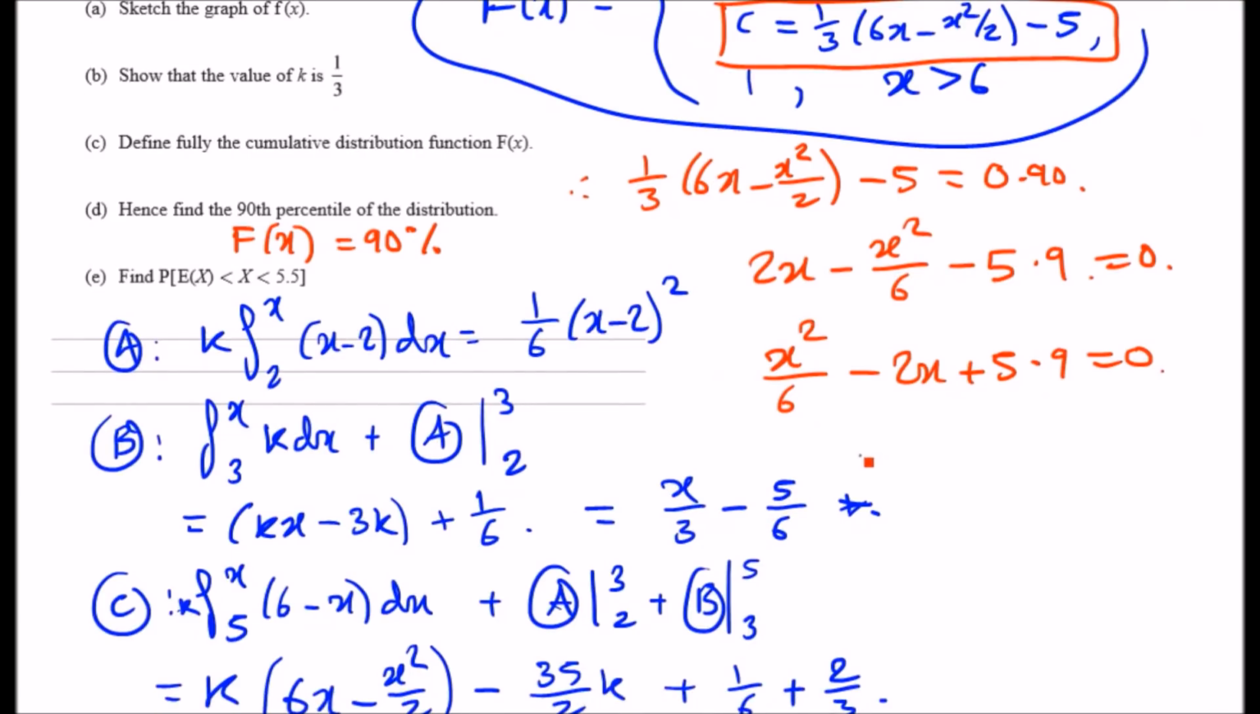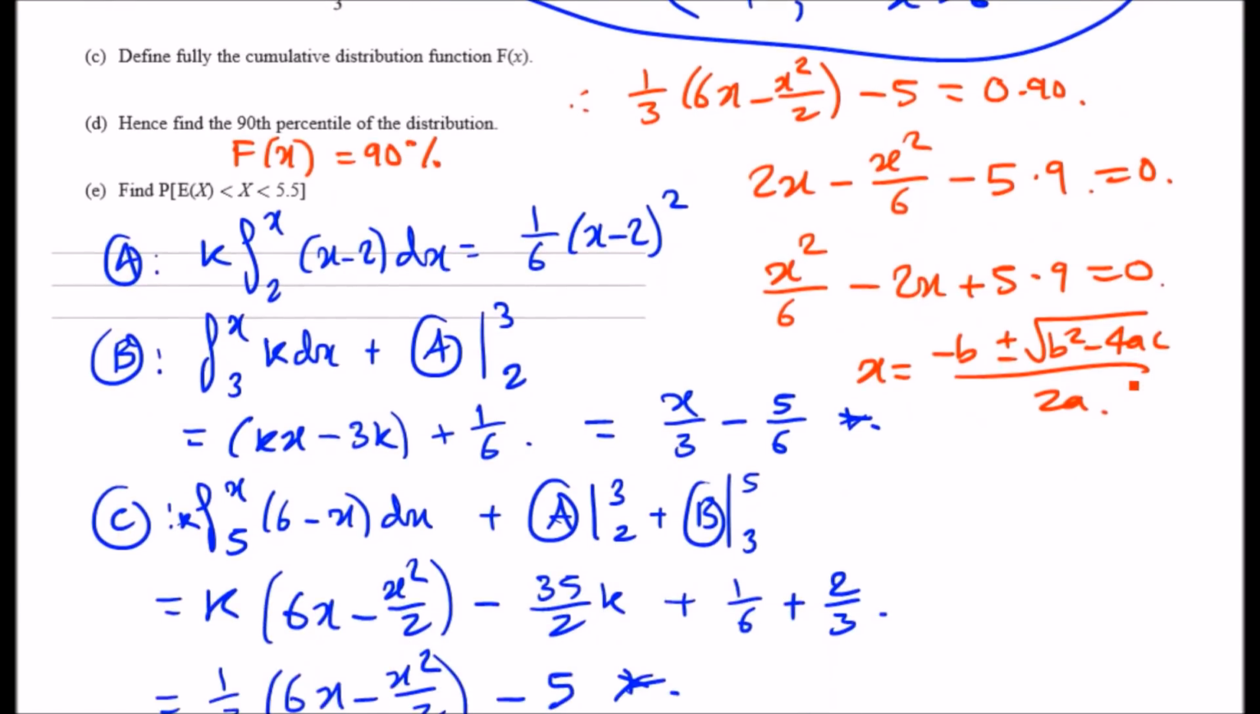So using the fact that x equals minus b plus or minus the square root of b squared minus 4ac, all over 2a, where a is 1 over 6, b is minus 2, c is 5.9, then you just plug in. When you do this in the calculator, you should get two results. Firstly, 5.23 or 6.77. Which one's the correct one?